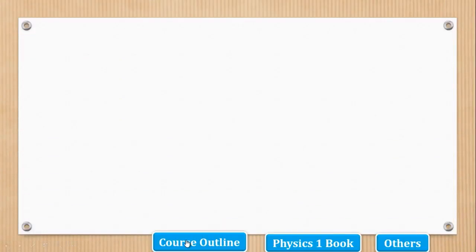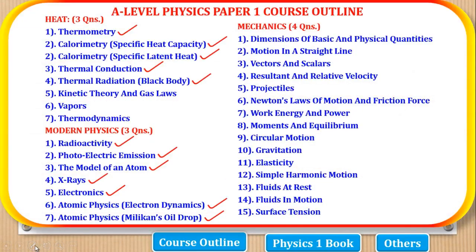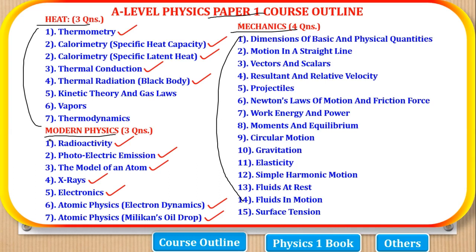Before we proceed, let's first look at the course outline of this paper. Physics paper 1 is divided into 3 parts. The first part is mechanics, where 4 questions come from these topics. The second part is heat, where 3 questions come from these topics. And the third part is modern physics, where 3 questions come from these topics. The student is expected to answer 5, but not more than 2 from any section.